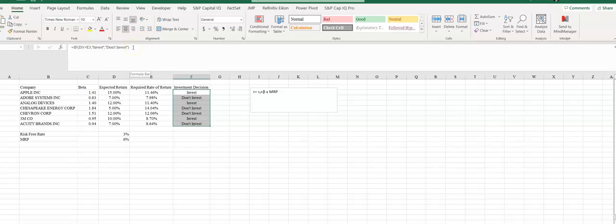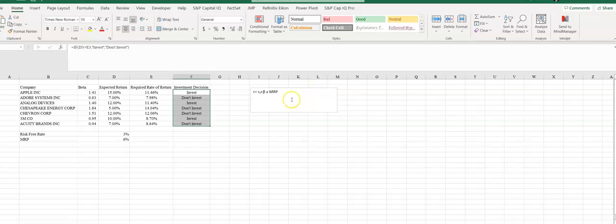This is a simple example of that. The bottom line is that the SML, or security market line, gives us the required rate of return, and if the expected returns are above the security market line, we invest. If they are below the security market line, we don't invest. Let's show this with a graph.